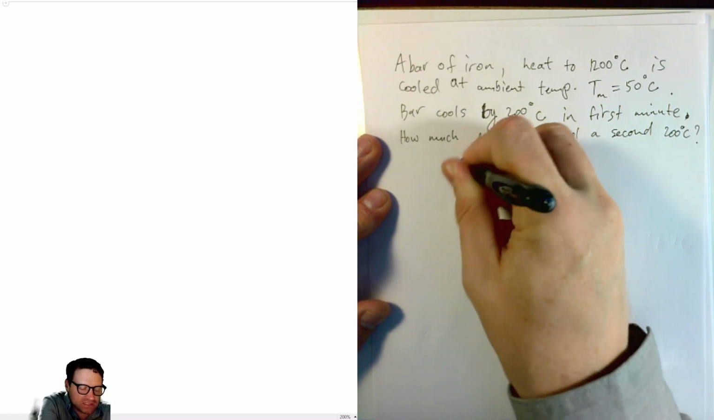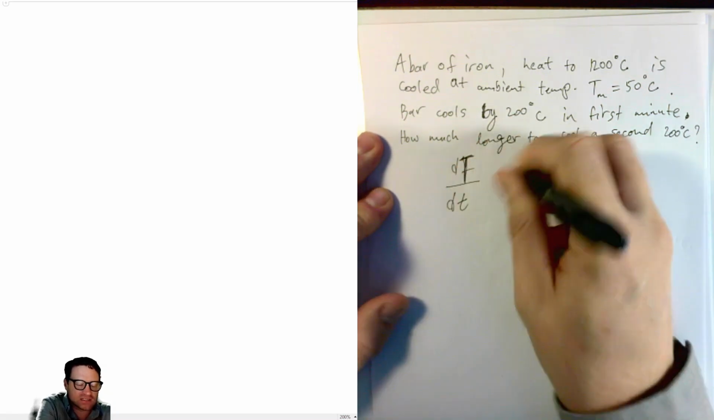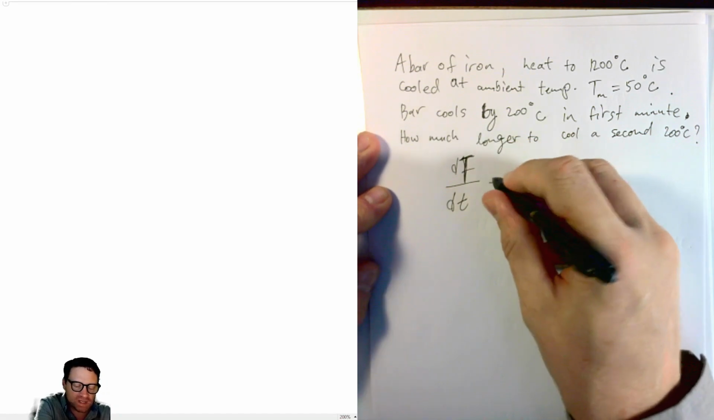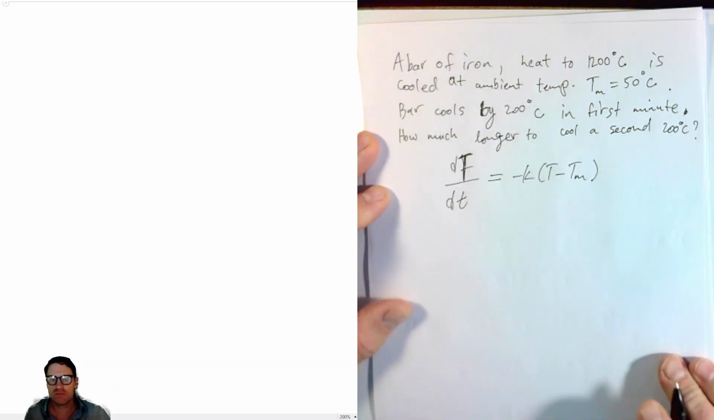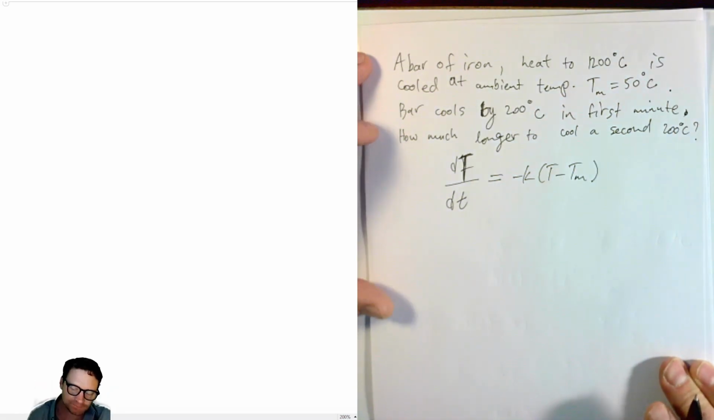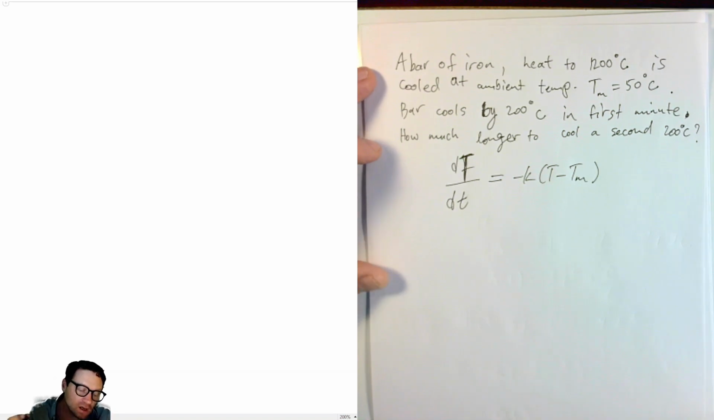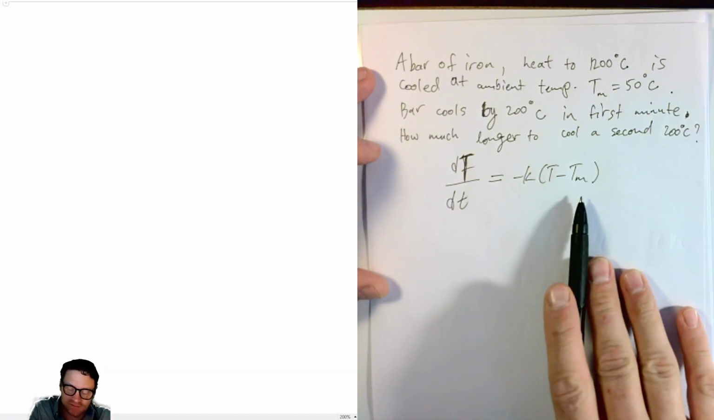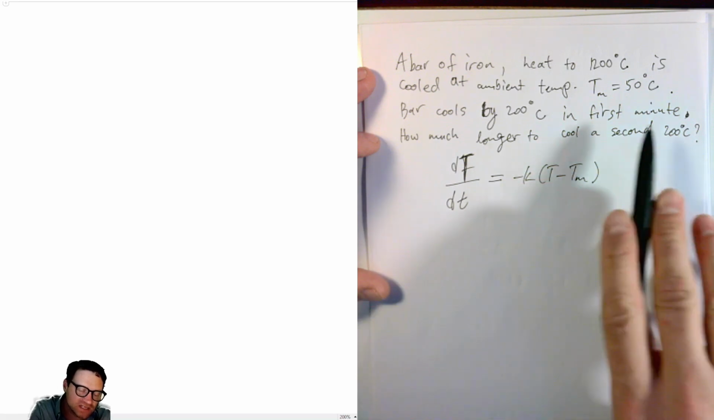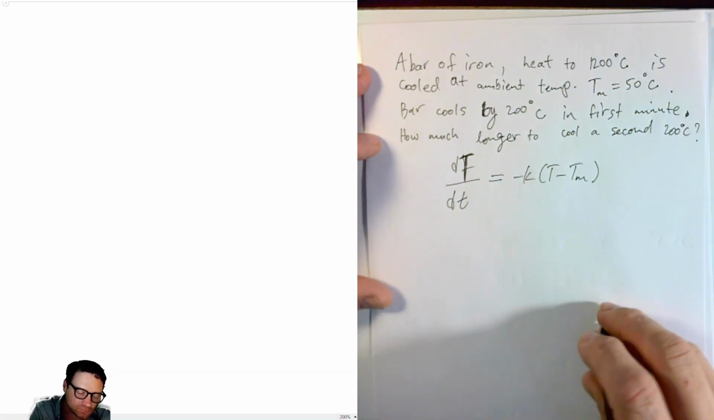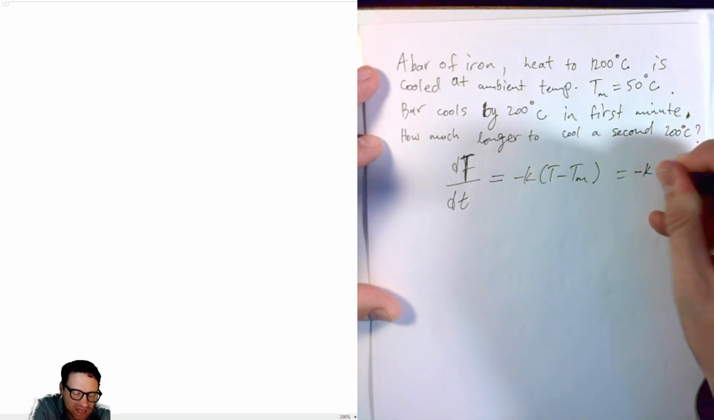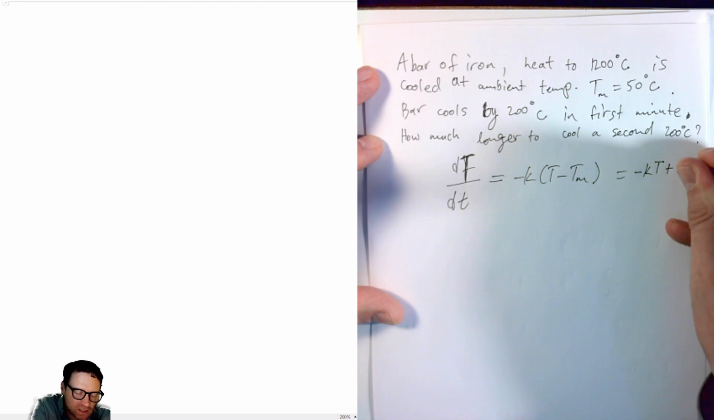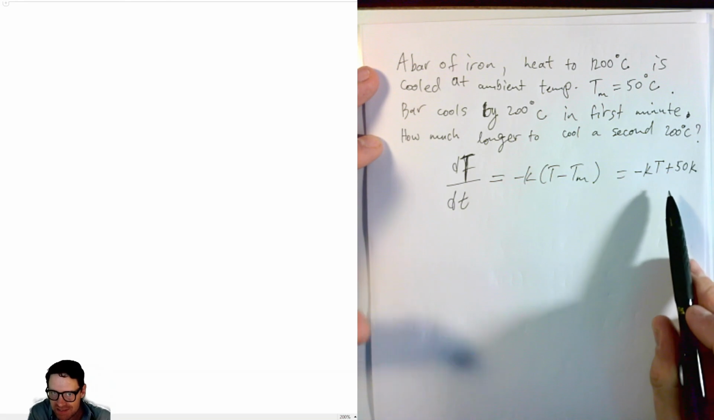Whoops, this is dT/dt equals minus k times T minus the ambient temperature. So this is Newton's law of cooling here. And so we want to solve this differential equation. We already know that Tm is 50. Okay, so we can just put that in. So we have minus kT plus 50k.